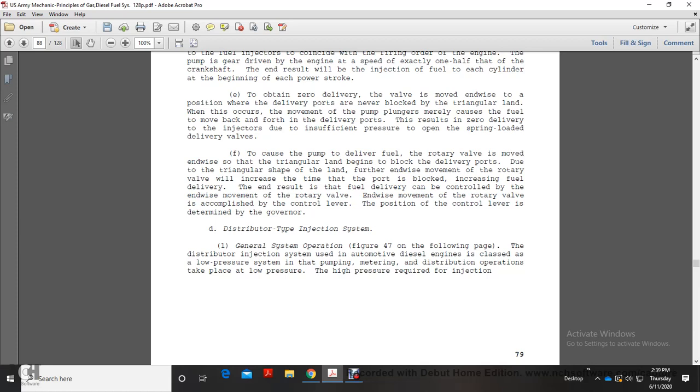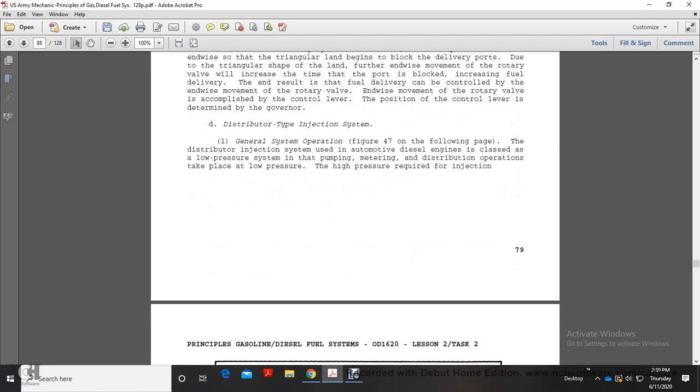General system operation, figure 47 on the following page. Distribution injection system and other modes of diesel engines classified. Low pressure system: pumping, metering and distributing operations take place at low pressure, high pressure required for injection.